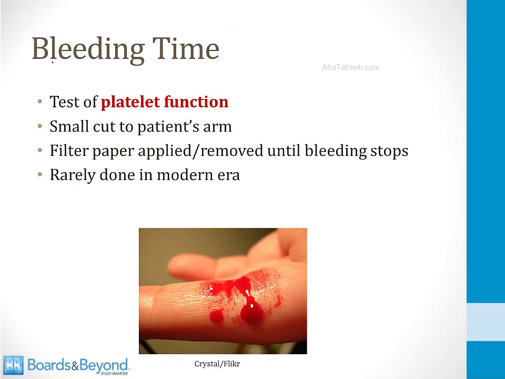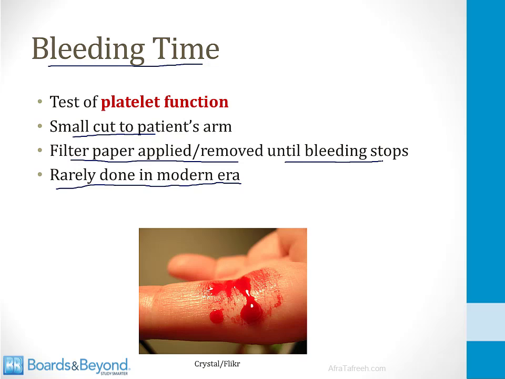The final topic I'll mention in this module is a test of platelet function called the bleeding time. This is an old test that's rarely done in the modern era. The way you perform a bleeding time test is you make a small cut on a patient's arm. You then apply filter paper to the skin and remove it at regular intervals until you see that the bleeding has stopped and the filter paper is free of blood. When this happens, you record the time it took for bleeding to stop.